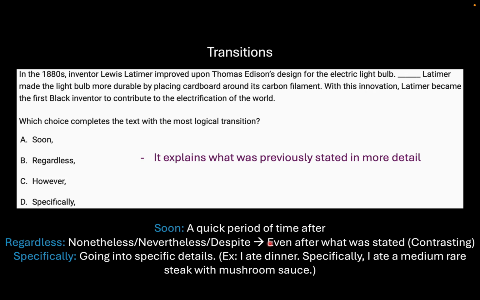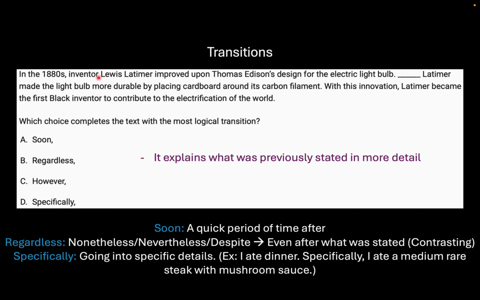So it's contrasting. Choice C, it says, however, we already know that. Choice D, it says specifically. Specifically is used when you go into specific details. For example, I ate dinner. Specifically, I ate a medium rare steak with mushroom sauce.